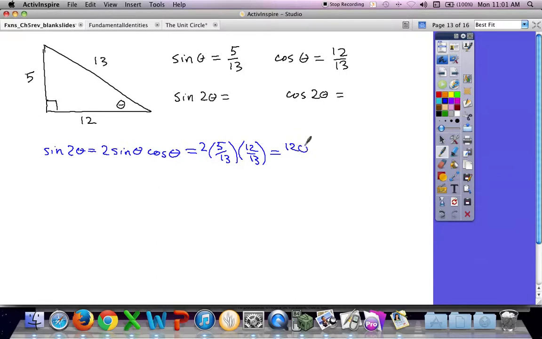What's the denominator? 13 times 13, 169. So there's that. 120 over 169. Okay, cosine of 2 theta. Right, what were our formulas for the cosine of 2 theta?